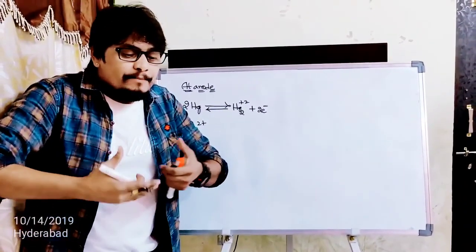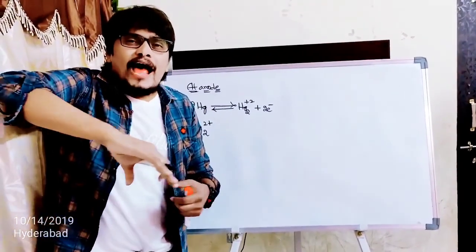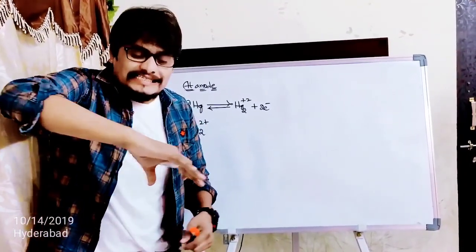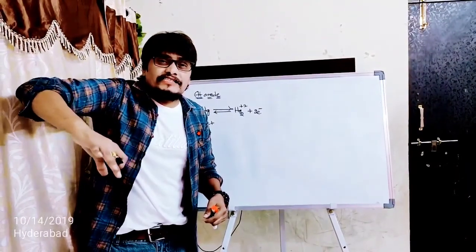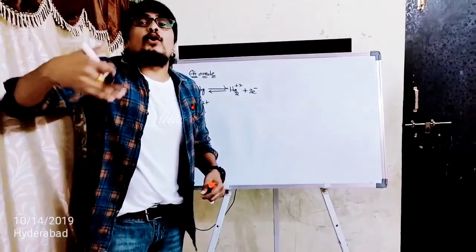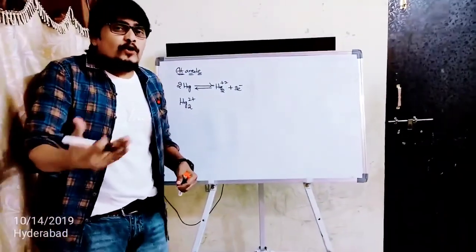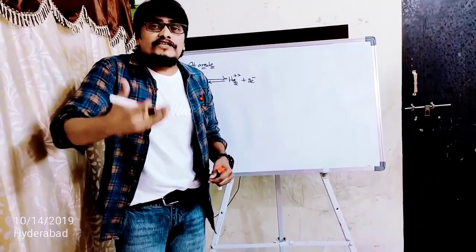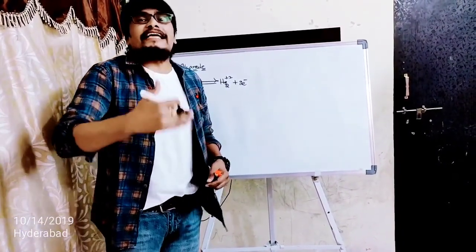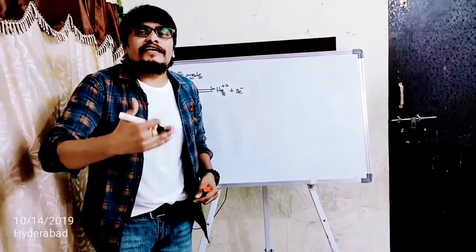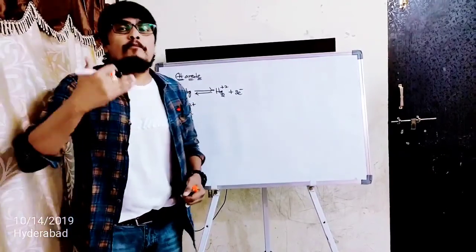Now, in order to stabilize itself, it will try to grab the anions present in its vicinity. What are the anions present in its vicinity to get stabilized? Chloride ions, right? So, what is the source of the chloride ions? Saturated potassium chloride, which is being considered as an electrolyte in this particular electrode. That is the source of the anions for stabilizing the Hg2 2+ ions, which are mercurous ions.